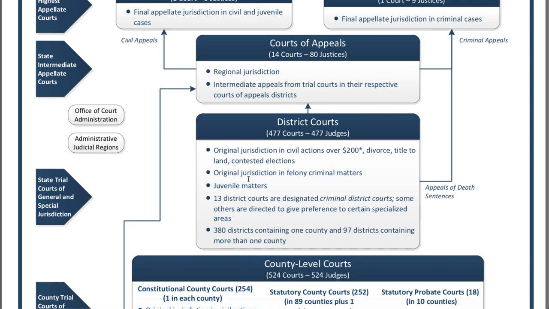Now, going back to subject matter jurisdiction, district courts can hear juvenile matters. District courts hear felony cases. When we get to the county courts, they hear misdemeanor cases, right? So that's where we get into subject matter jurisdiction. And then also original jurisdiction in civil actions over $200. So if you had a small claims case that was $100, you couldn't file that in district court. You'd have to go to one of the other courts where that option is available, and more likely than not, that would be at the JP level.